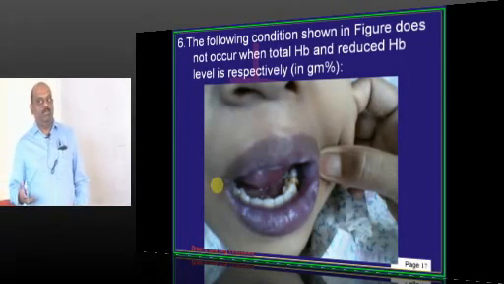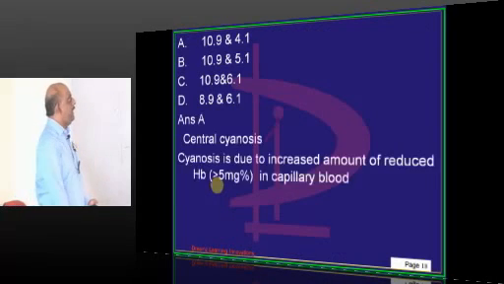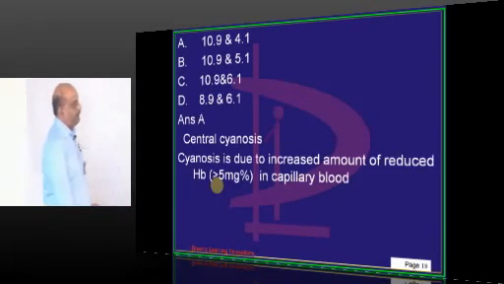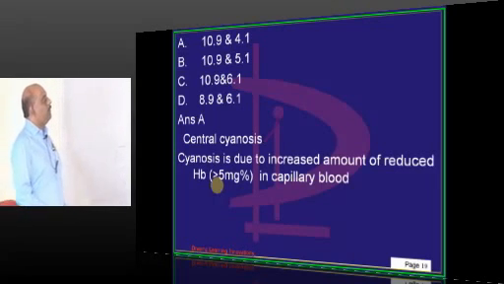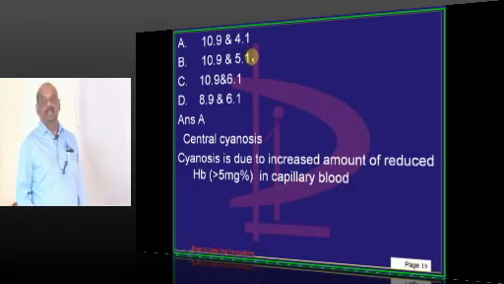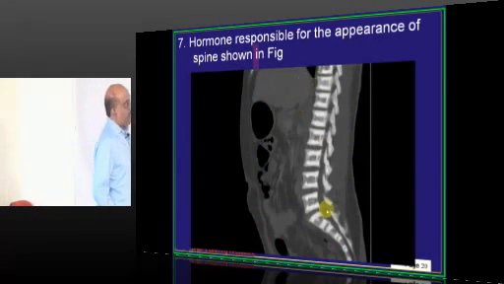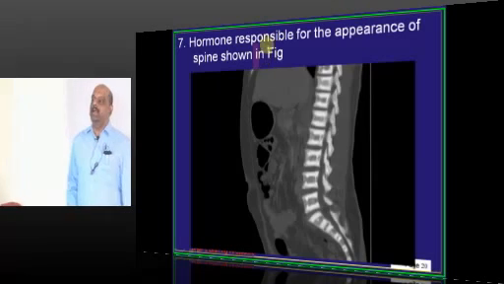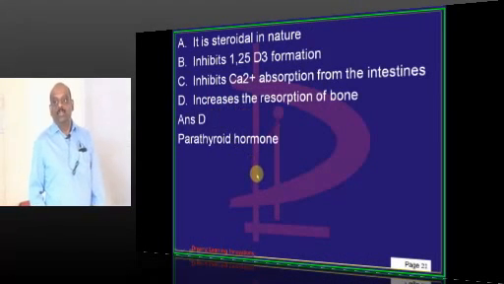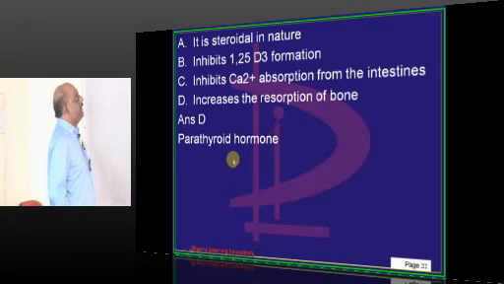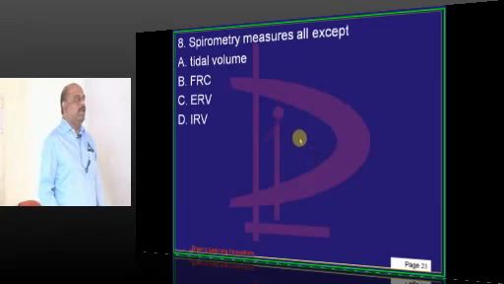Now, what is the patient having? Central cyanosis. So, for the central cyanosis to occur, how much should be the reduced hemoglobin? Reduced hemoglobin should be at least 5, more than 5 is the point of interest. What is this spine called? Rugger-Jersey spine, which occurs because of the secondary hyperparathyroidism. So, what will parathormone be doing, doctor? It will increase the resorption of the bone and lead to Rugger-Jersey spine.